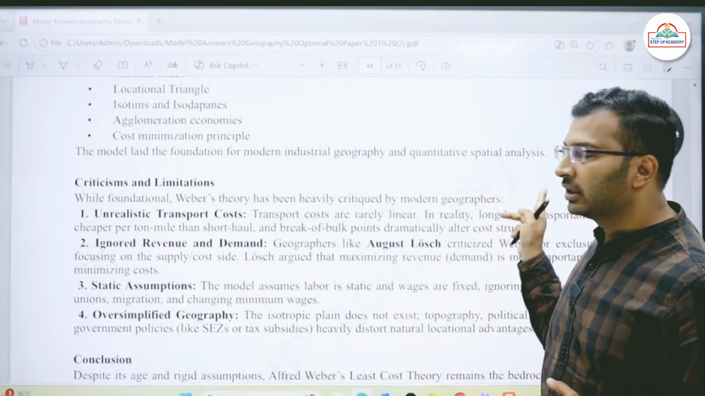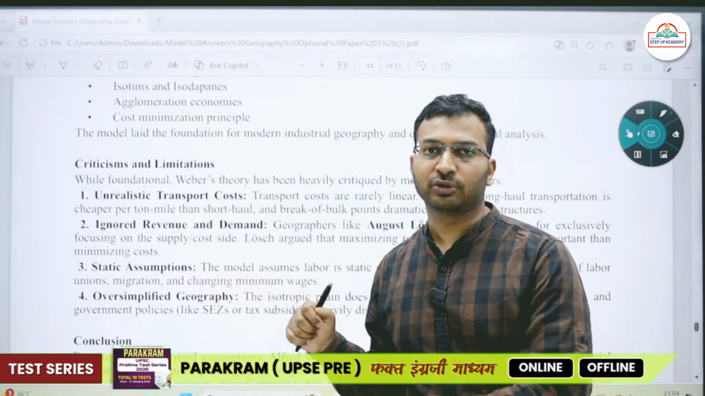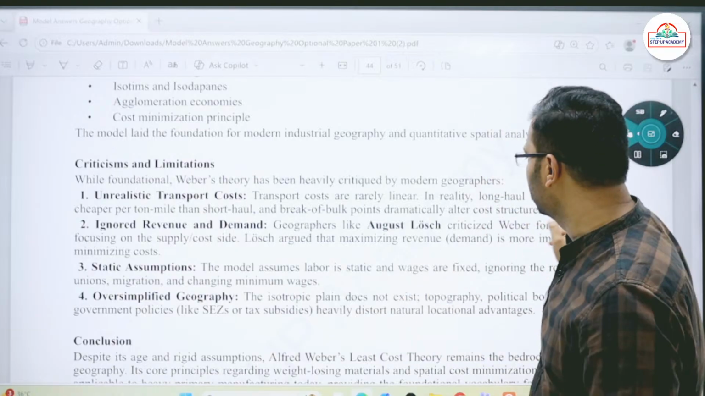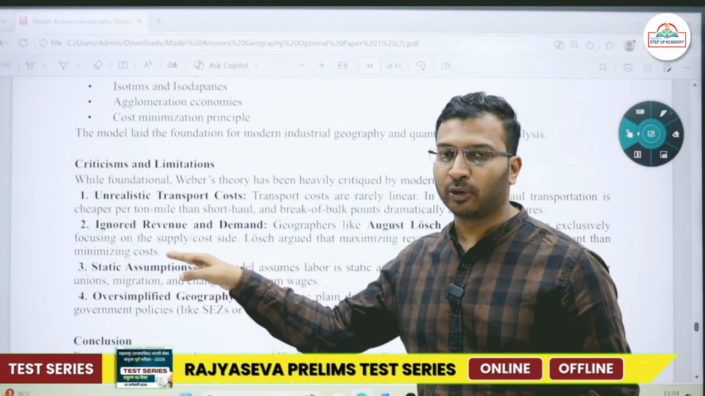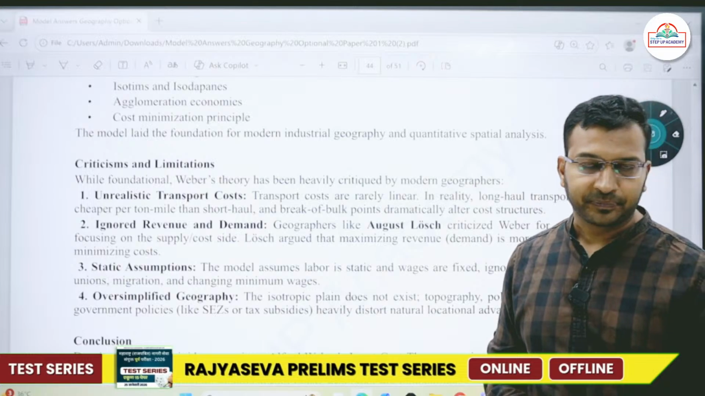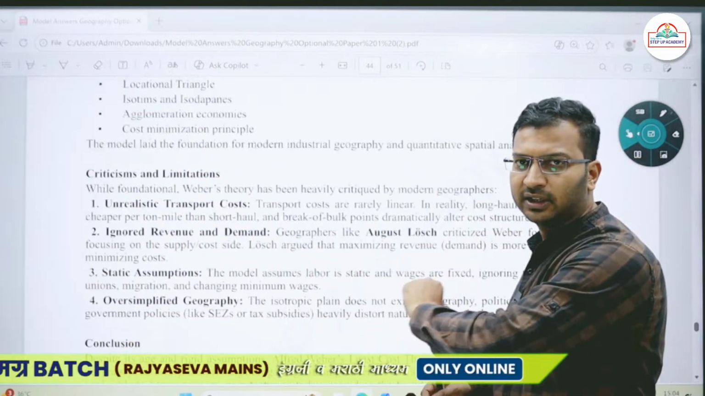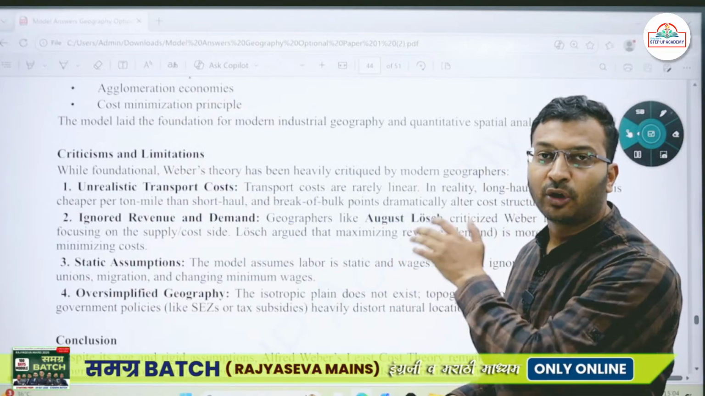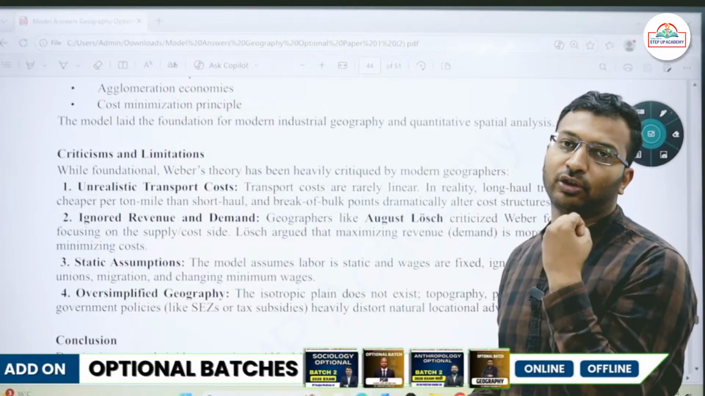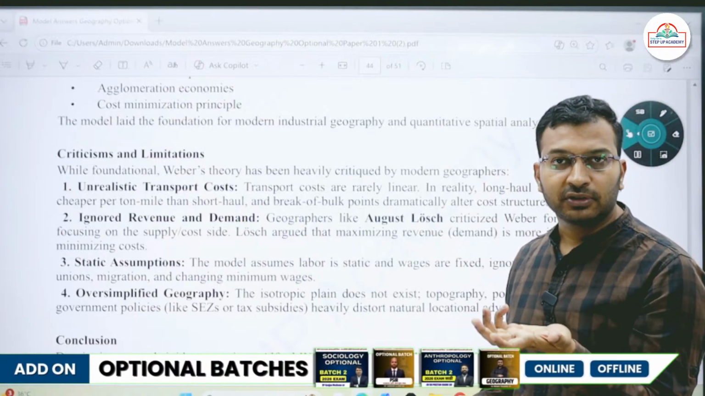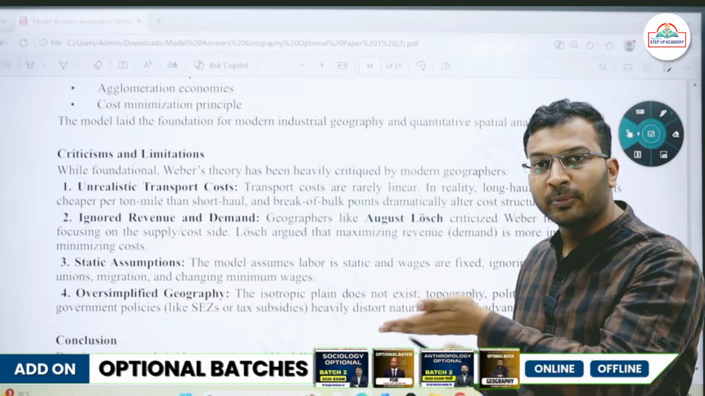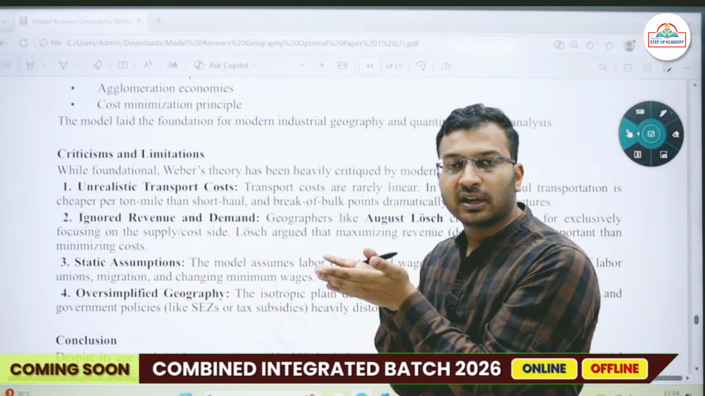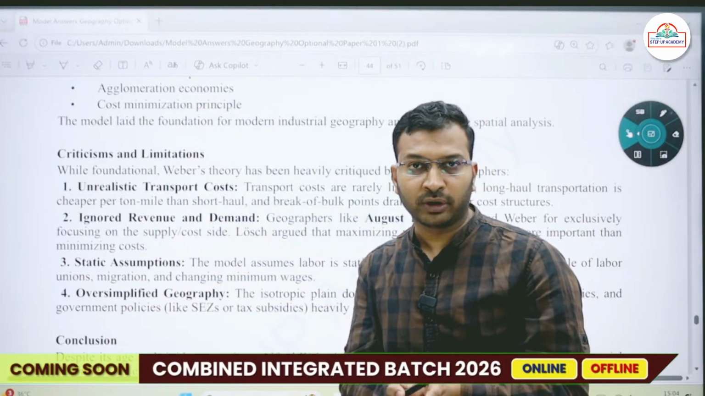Then nowadays multimodal hubs are also present, which are even helping in decreasing the cost of transportation. Then he also ignored revenue and demand. He was focusing only on production. He wasn't thinking about revenue. He was saying that all industries will always tend to minimize the cost of production, but nowadays we know that industries are focusing more on generating more revenue. As a result, most industries are now coming towards the market. They are now located towards the market.